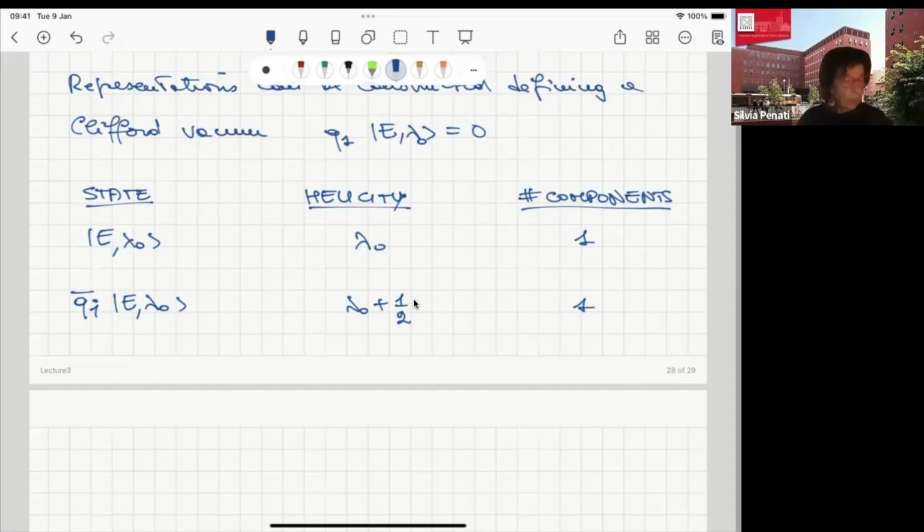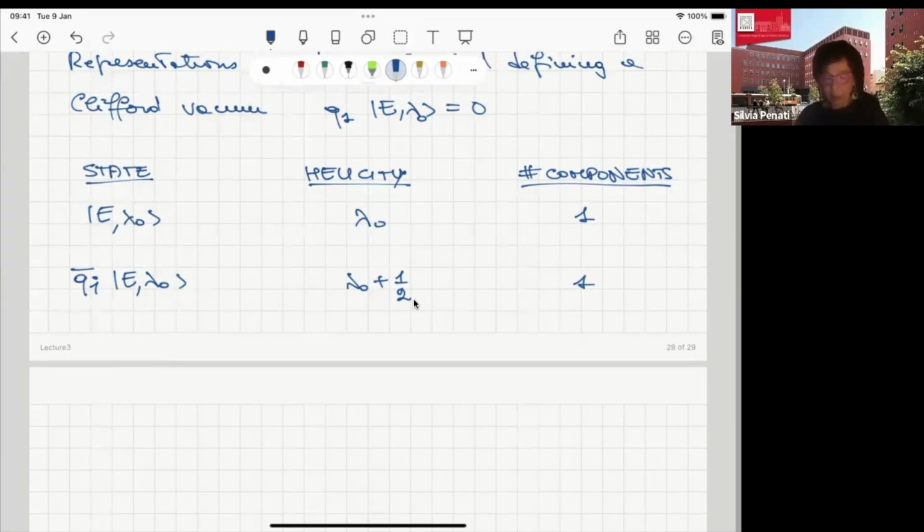Okay, and at this point, this is the most I can do. I have to stop because the other possibility is to apply another Q bar 1 dot, and this will be 0 because Q bar 1 dot squared is 0. Okay, so things stop here. As we did earlier, we can compute the dimension of this representation. In this case, we have 1 plus 1, which is 2.